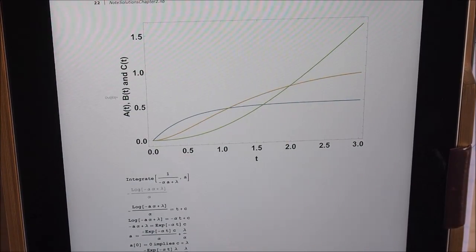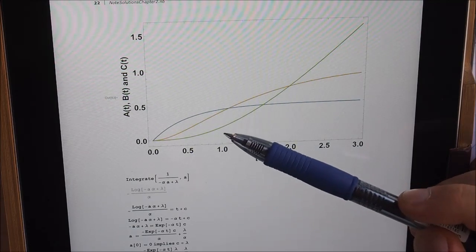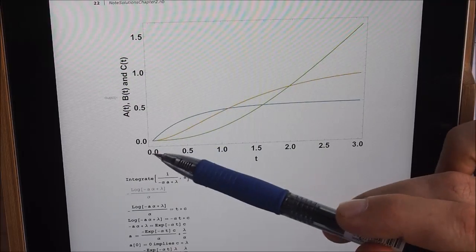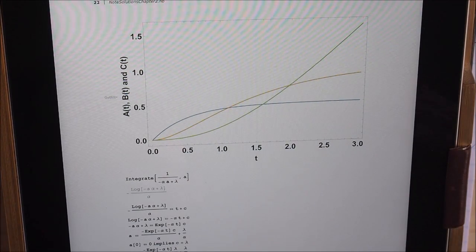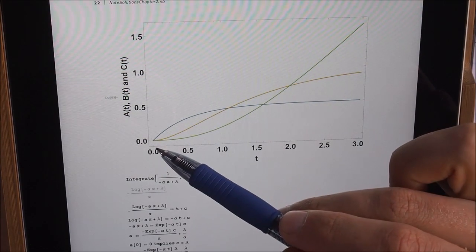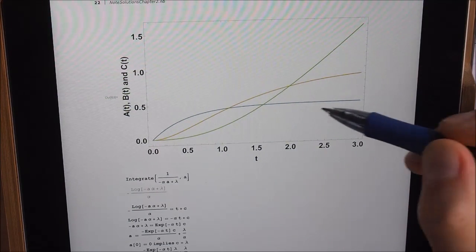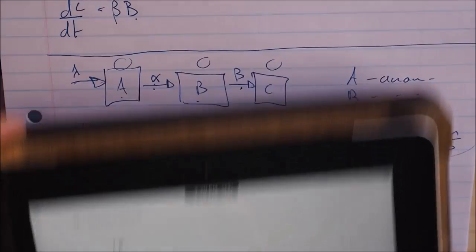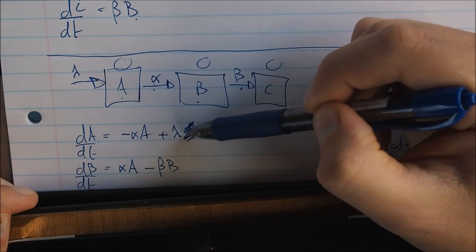Let's look at the solution to this. So again, A is blue, B is orange, and C is green. What is happening here is they're all initially at 0, we can see that. And as this amount of substance A is added, the blue line kind of peters off. And up here, where the blue line is flat, is where the rates balance. So the rate here, minus alpha, balances with lambda.